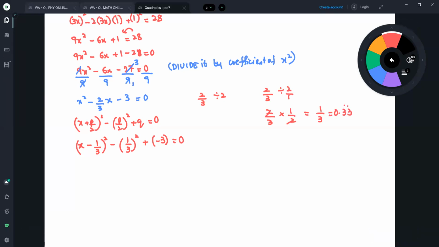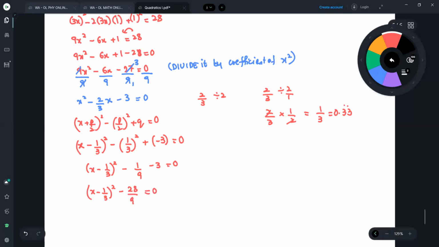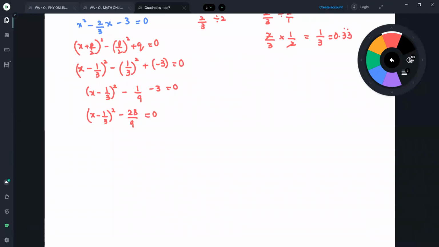Okay, sir. So, sir, we have to do this in the fraction form, right? Yes, we're doing this in the fraction form. Minus 1. What is 1 square? 1 square is 1. 3 square is 9. Yes or no? Yes, sir. That is why it is 1 over 9. Then we have (x - 1/3)² - 1/9 - 1/3. On the calculator, please. Is it minus 28 over 9? Yes, sir. It's minus 28 over 9.